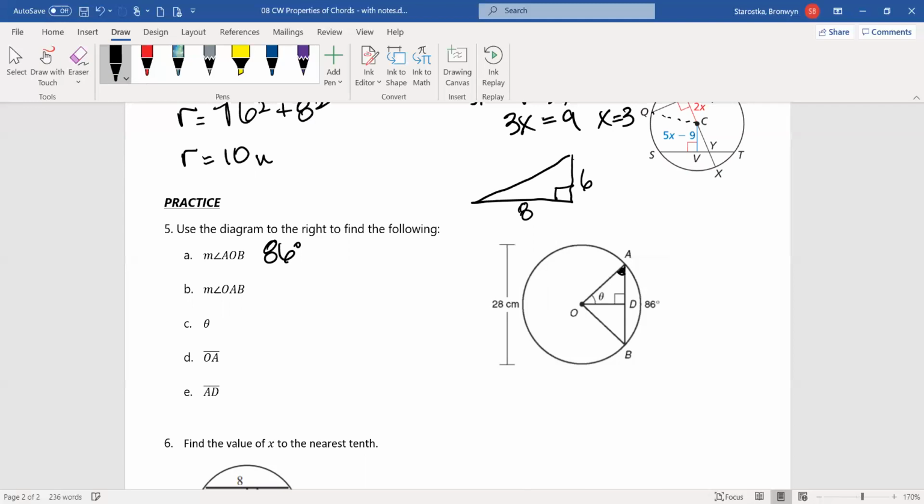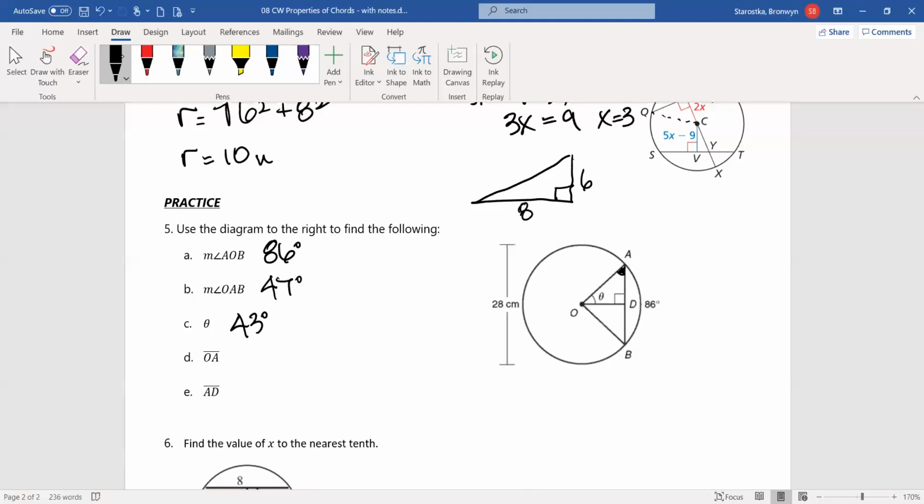OAB. So, what's half of 86? 43. And we know that the two acute angles in a right triangle are complementary, meaning they add up to 90 degrees. And so that angle that I just highlighted would be 47 degrees, making theta 43 degrees. And 43 and 47 add up to 90.